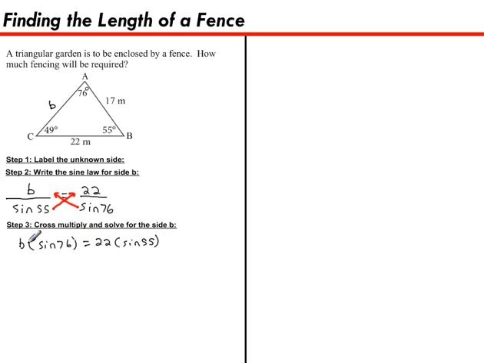Now I'm getting closer to isolating for b. It's on the left-hand side of the equal sign, but I need to divide both sides by the sine of 76 to get it by itself. And what this does is it creates a 1. Anything divided by itself, as we have here, is a 1. So we can slash it out and just ignore it for the next line. So b will be by itself on the next line.